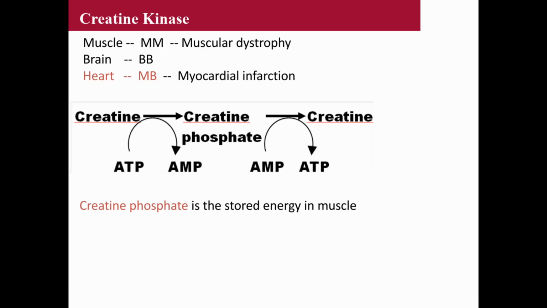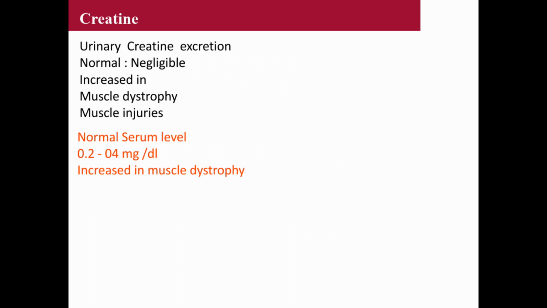So in muscular dystrophy, creatine kinase MM is present. In brain, creatine kinase BB isoenzyme is present. In heart, creatine kinase MB isoenzyme is present. So CKMB is increased in myocardial infarction. CKMB is increased in muscular dystrophy. Creatine is converted to creatinine, and this creatine phosphate is stored as energy in muscles.